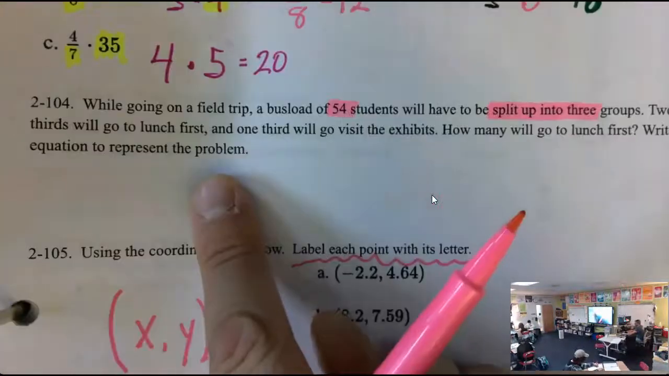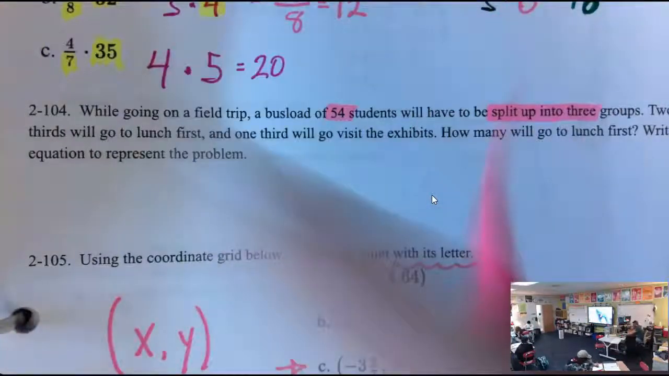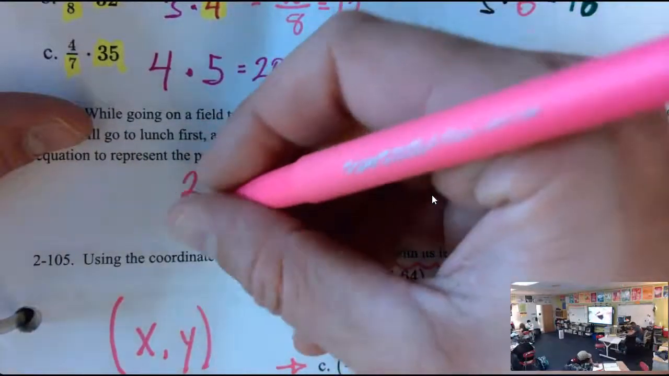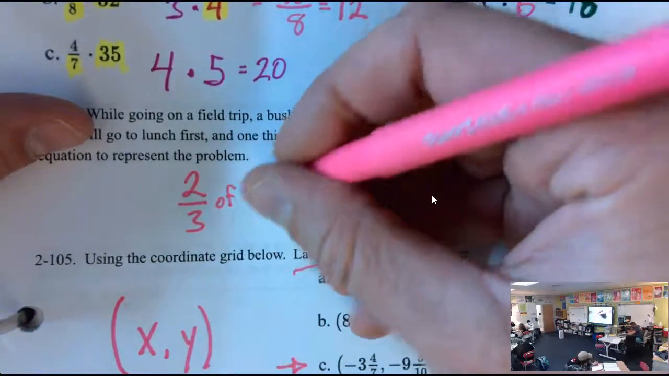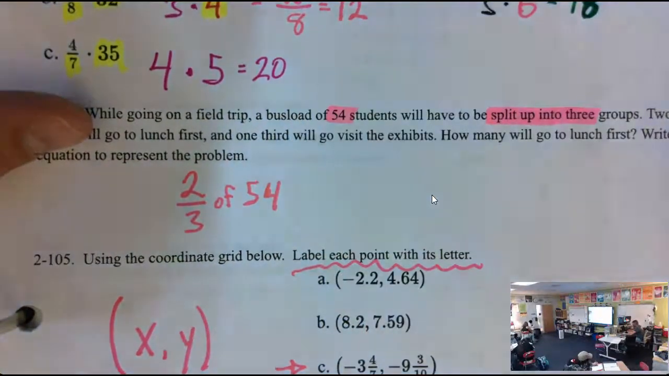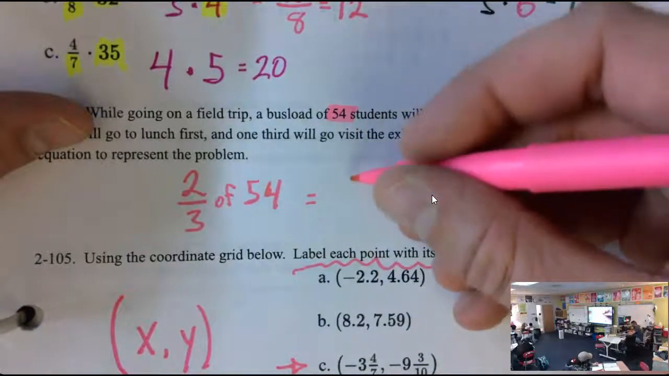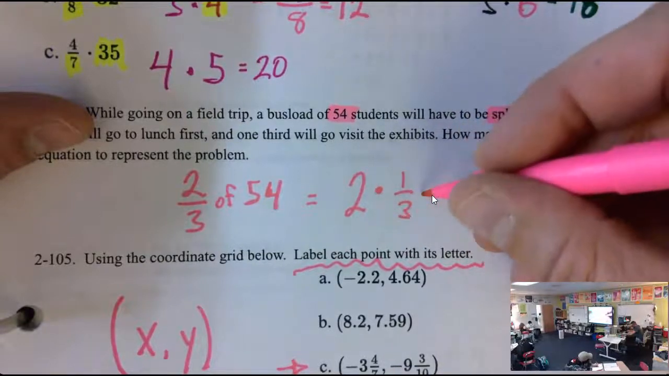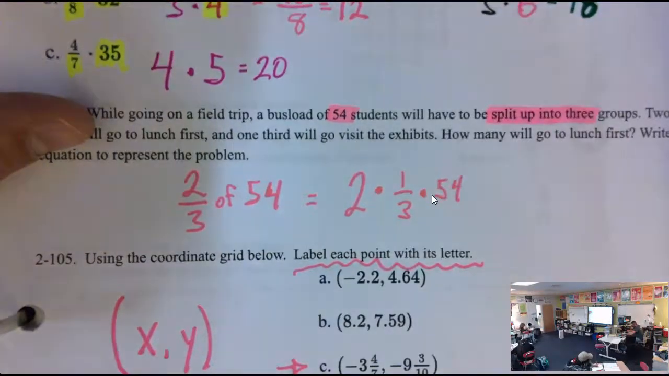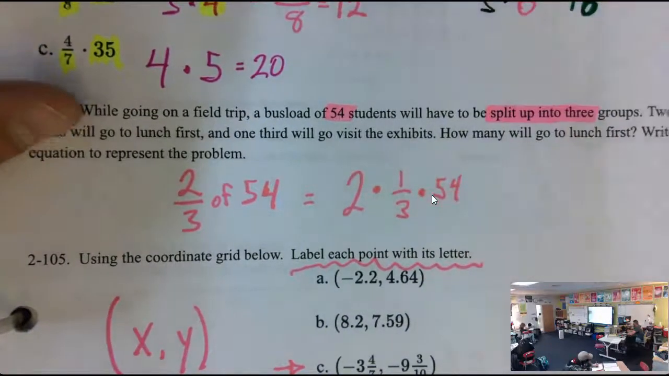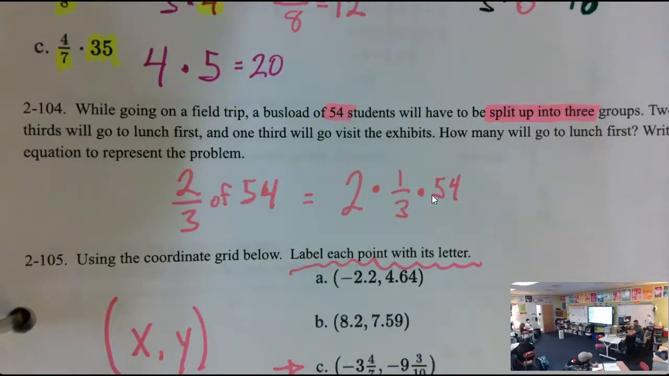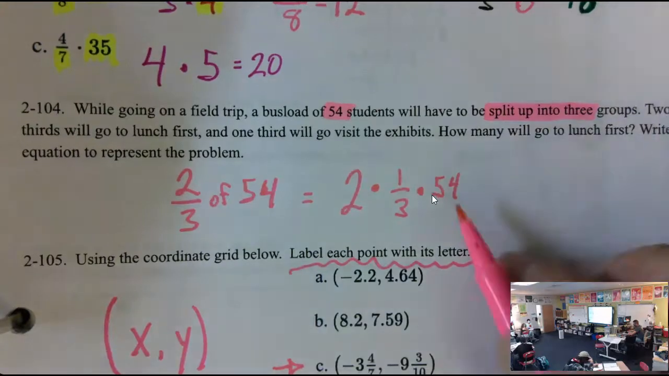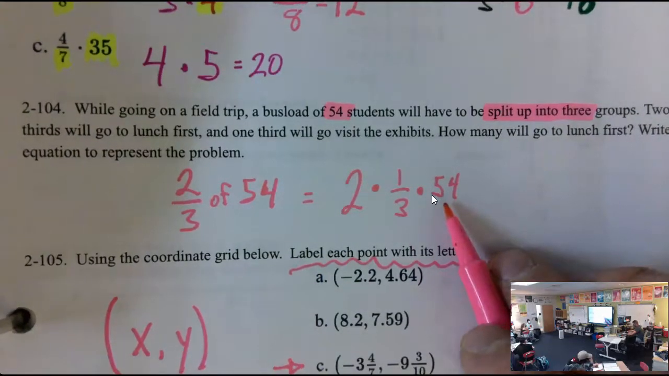This is trying to make us think about the strategy we were using up here. So 2/3 of 54 is the same thing as doing 2 times 1/3 of 54. Well, what's 1/3 of 54? Or 54 divided by 3? It's a little tough. 18? Yeah, that's a big one. That's not even on our multiplication table, right? So that's a tougher one.